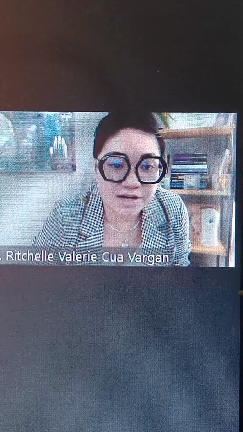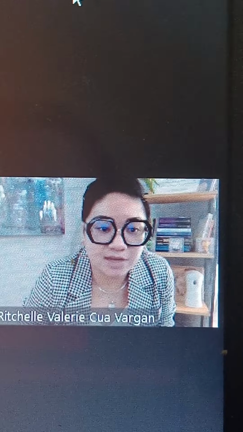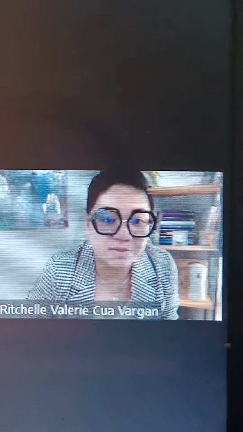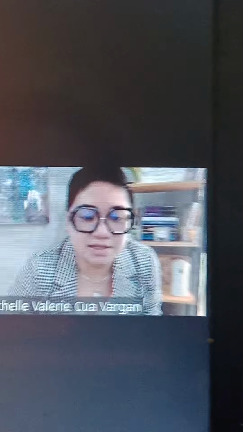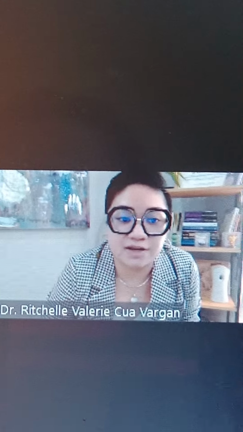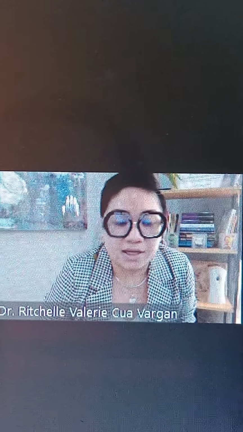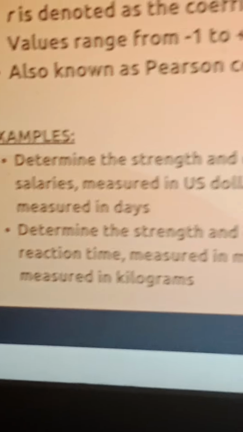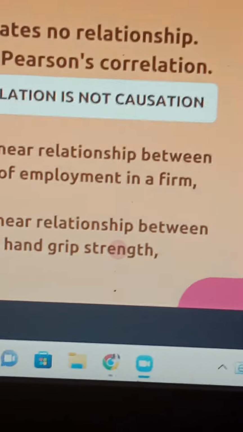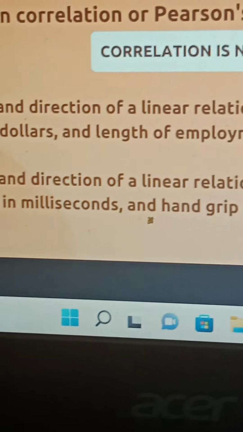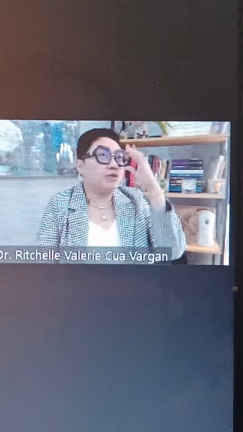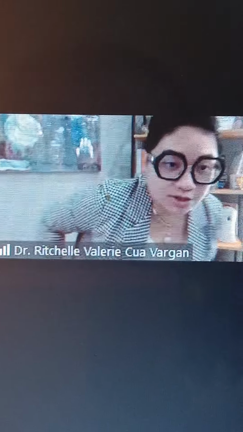Determine the strength and direction of a linear relationship between salaries measured in US dollars and the length of employment in a firm measured in days. We want to see if there is a significant relationship between salaries and length of employment. In the second example, we want to see the strength and direction of a linear relationship between reaction time measured in milliseconds and the hand grip strength measured in kilograms. Okay, so these are some examples wherein we can apply this particular statistical tool, the Pearson product moment correlation.